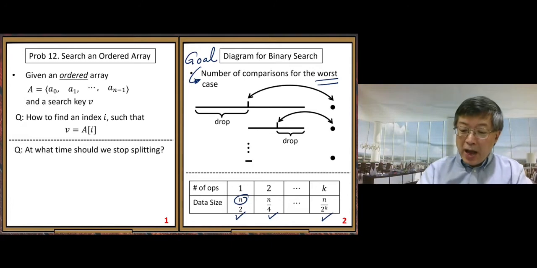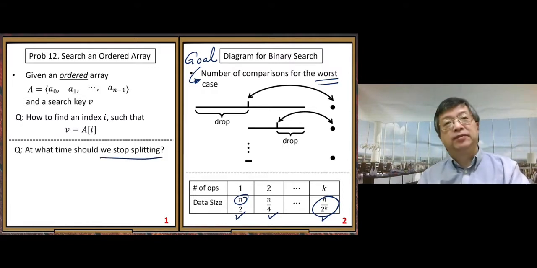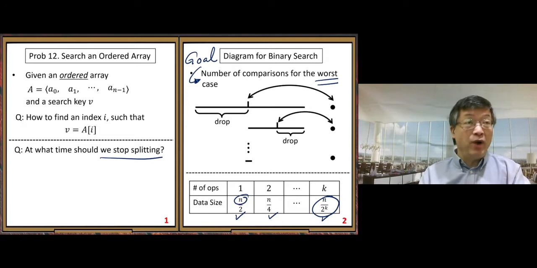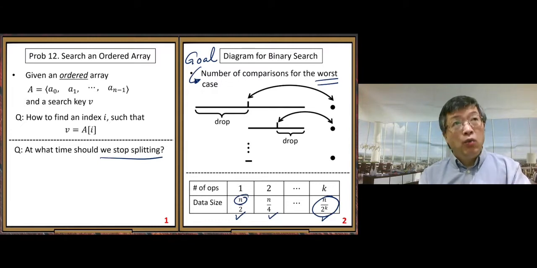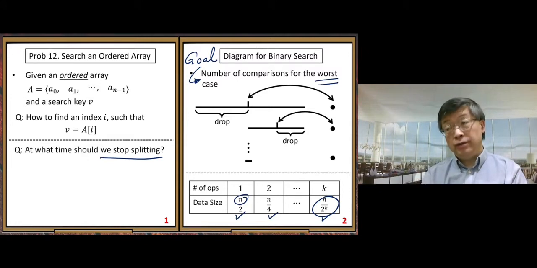Now we use this expression. We want to determine at what time we should stop splitting. We cannot do splitting forever. We have to stop somewhere. So the termination condition: we need to decide which comparison is the last one. After that, we don't need to do any comparison. That point is critical here.